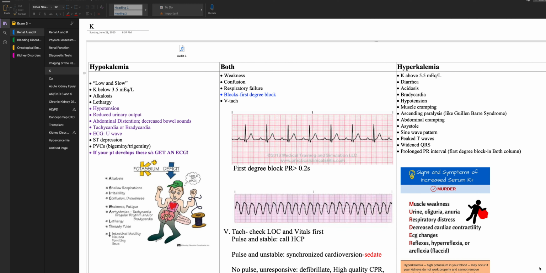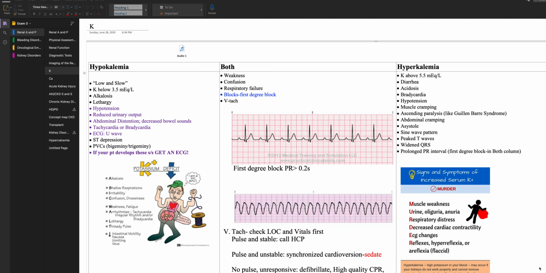All right, so let's talk about hypokalemia. Just remember, everything's a little low and slow. They could be slow to empty their bladder. They could have hypotension, lethargy. They could either be tachycardic or bradycardic with a low potassium. Remember, the heart likes a Goldilocks level of potassium. I like the potassium to be in that 3.5 to 5 category when we're talking about normal values. So when it's not, the heart doesn't like that, and it will let you know.